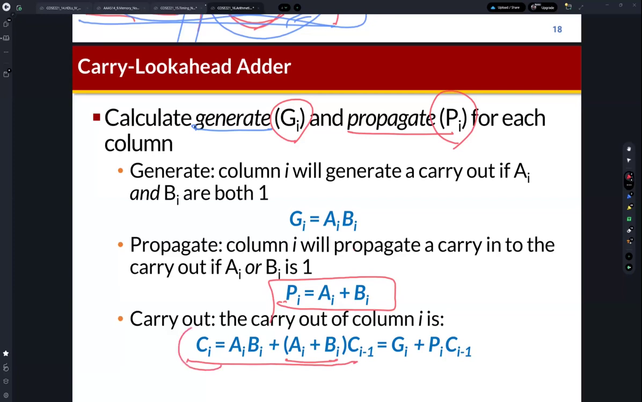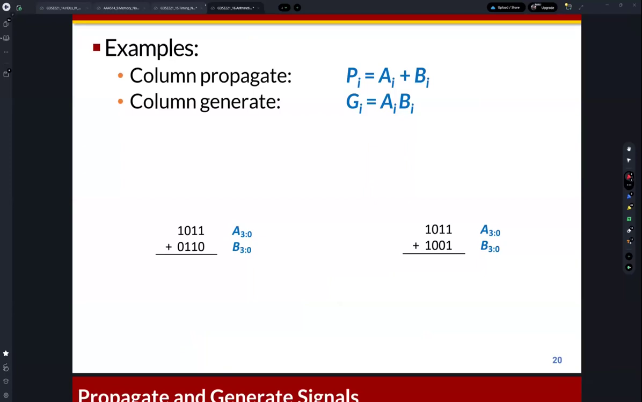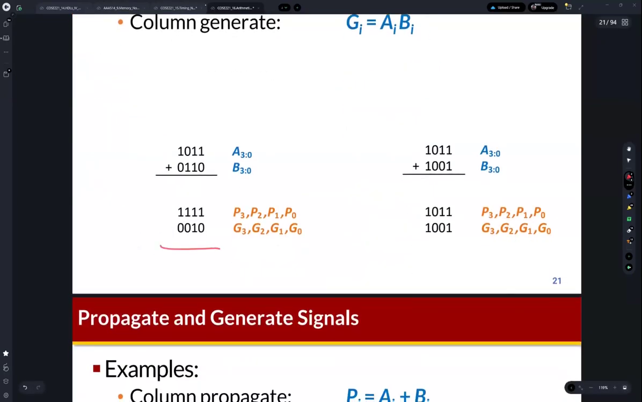So we can rewrite this equation: Gi is the generation bit, plus the propagation bit ANDed with Ci minus 1, which is the previous carry. So we can rewrite this carry generation. This is the example. The propagation bit is Pi, which is Ai or Bi, and the generation bit is Gi, which is Ai and Bi. So we can calculate this: 1, 1, and then 1, 0, 0, 1, 0. This is the propagation, and this is the generation. By combining these, we can quickly calculate the carry.